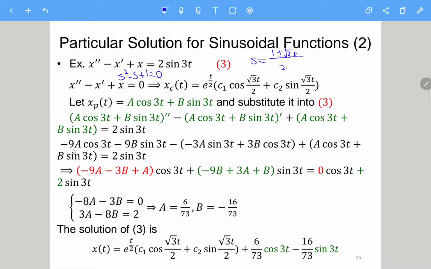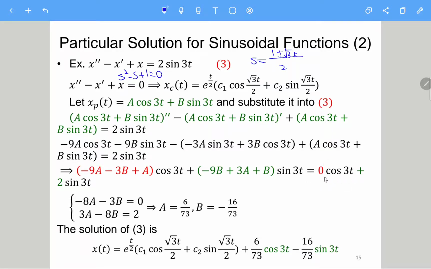And then next, we need to collect the cosine together. So we have minus 9a plus 3, plus minus 3b for the cosine, and then plus a. So we have these three terms for the cosine, and then we also collect the term with sine of 3t. So we have minus 9b plus 3a, and then also plus b. So we have these three terms for the sine of 3t.